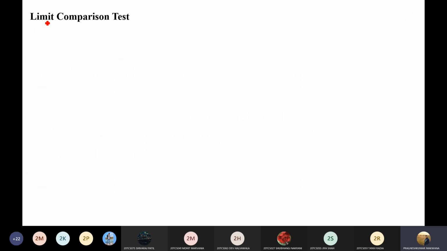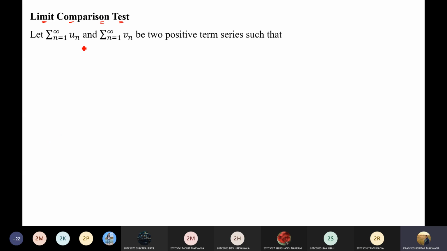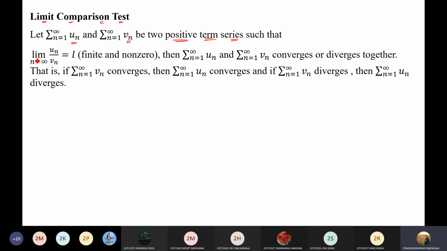Called the limit comparison test. In the last lecture we discussed the general comparison test. Now that is the limit comparison test. So what is the limit comparison test? In this case we can take a series Un, series Vn, be positive term series such that the limit as n tends to infinity of Un upon Vn is equal to L, the answer of the limit. If this limit is finite and non-zero, then the limit comparison test is applicable.